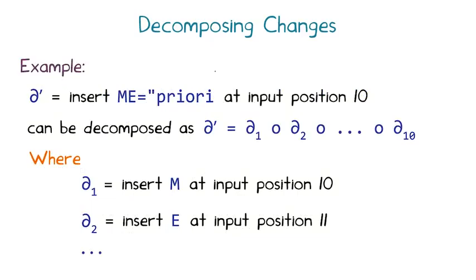Looking again at our Mozilla example from before, we can decompose the change denoted by delta prime, which represents inserting this string at input position 10, into elementary changes as follows. Delta prime equals delta 1 composed with delta 2 composed with so forth up to delta 10, where delta 1 is the change that inserts the character M at position 10, delta 2 is the change that inserts the character E at position 11, and so on.